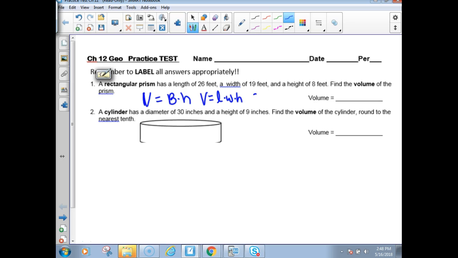So we just take all those dimensions, 26 times 19 times 8. But a general formula for any prism is area of the base times the height. They didn't draw this one for me, so I didn't really want to think about where the base might be. So just multiply those and tell me what you're getting.